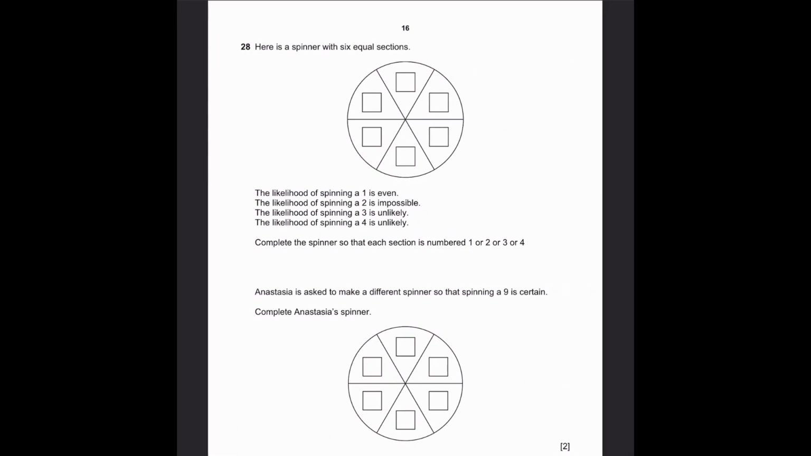Here's a spinner with 6 equal sections. The likelihood of spinning a 1 is even. Spinning a 2 is impossible. Spinning a 3 is unlikely. Spinning a 4 is also unlikely. Complete the spinner such that each section is numbered 1, 2, 3, or 4. So 2 is impossible. We know that there are no 2's there. 1 is even. That means it's a 50-50 chance.